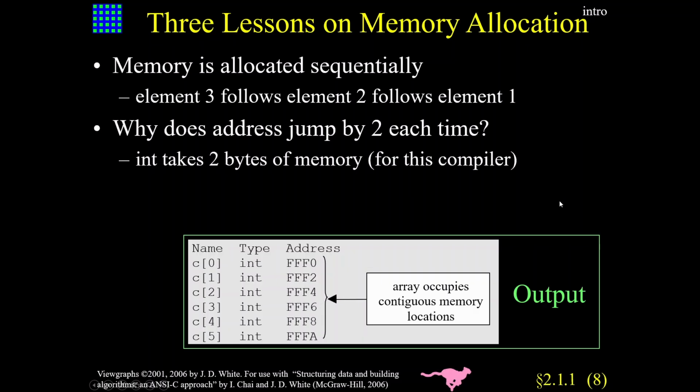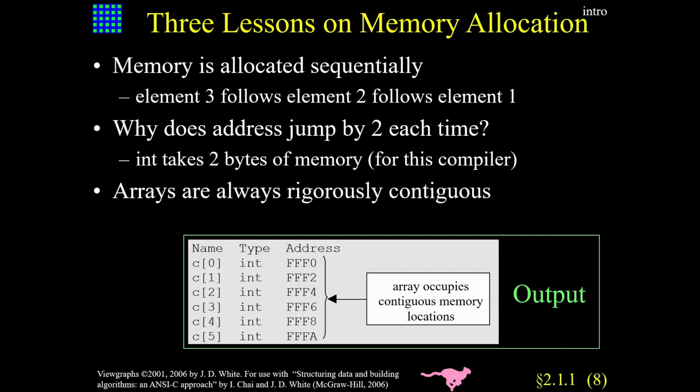Secondly, why does the address jump by 2 each time? Because in this Arduino chip, memory at each integer takes 2 bytes. For this Arduino computer, our little expressive chip, each time it's 2 bytes of memory. And note that arrays are always contiguous.